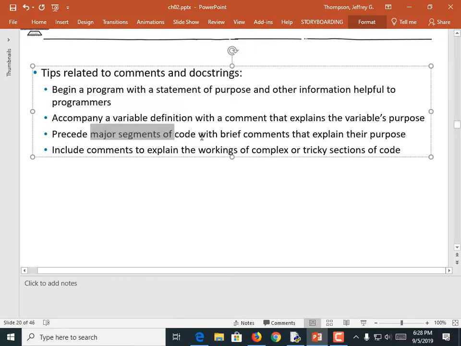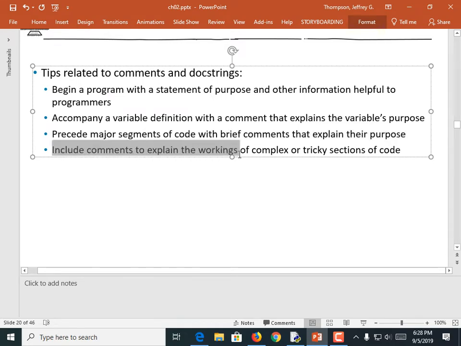Precede major segments of code with brief comments that explain their purpose. Just like I said, you might have a comment that says, gather the height and width of the rectangle from the file. So you can put that as a comment, and then you have 5 or 6 lines of code underneath it that actually perform that.